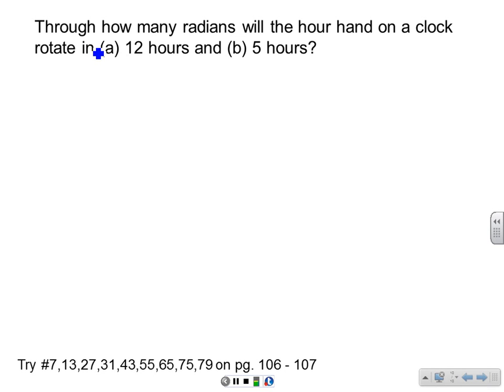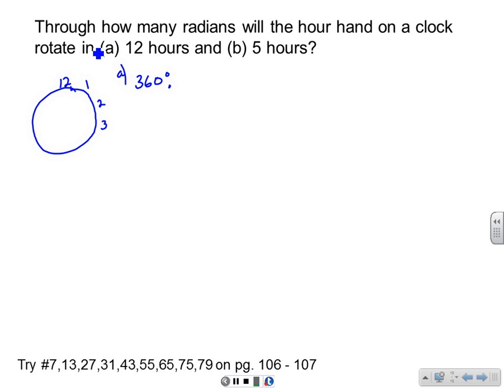Okay, so let's try this. Through how many radians will the hour hand on a clock rotate in A, 12 hours, and B, 5 hours? Well, we've already talked about the clock, but let's refresh our memory. So we have 12, 1, 2, 3. And remember, one full rotation, the 12 hours, is 360 degrees. So if we go 12 hours, one full rotation, that's 360 degrees. So letter A is very simple to do.